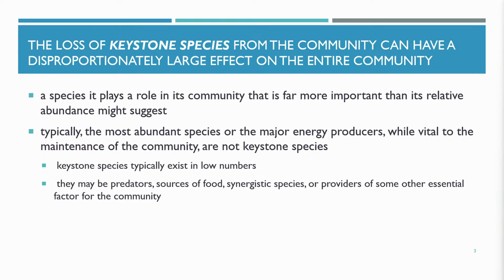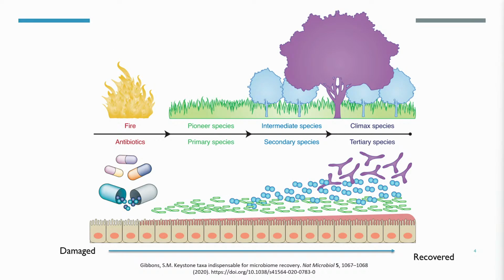And so, like I said, typically it's not the most abundant species or the major energy producer, but it's vital to the maintenance of that community. So keystone species typically exist in low numbers, and so they are really important and sources of something that's really important for that community. So we found that the same ecological concepts that govern the macro scale relationships seem to apply to microbial communities inside of us as well.